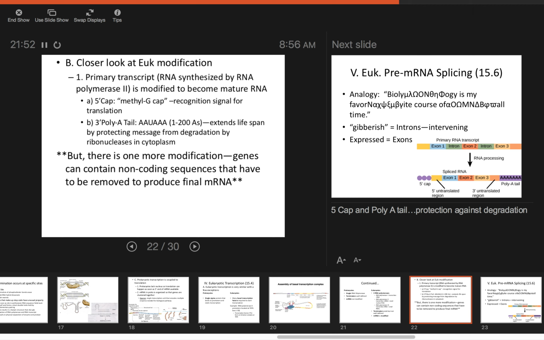So let's take a closer look at that. mRNA modification. RNA is made, mRNA is made by polymerase II, but it is modified. And one modification is that on the 5' end, they're going to put a methyl G cap. And what the methyl G cap does is it's a signal to say, hey, ribosome, bind to me here. I'm the start of the code of what needs to be read. Okay, so it kind of acts like a mini promoter for the ribosome.